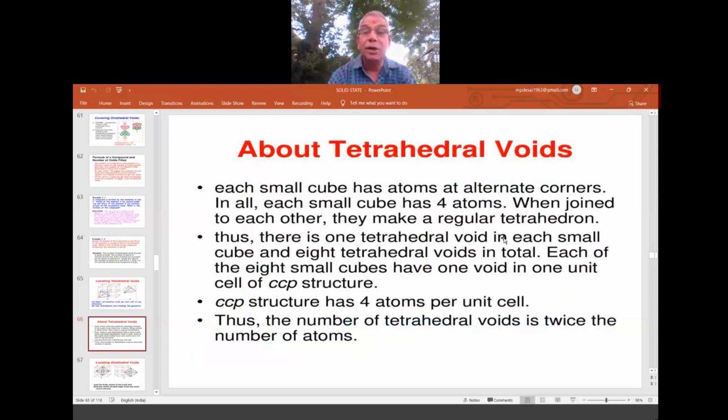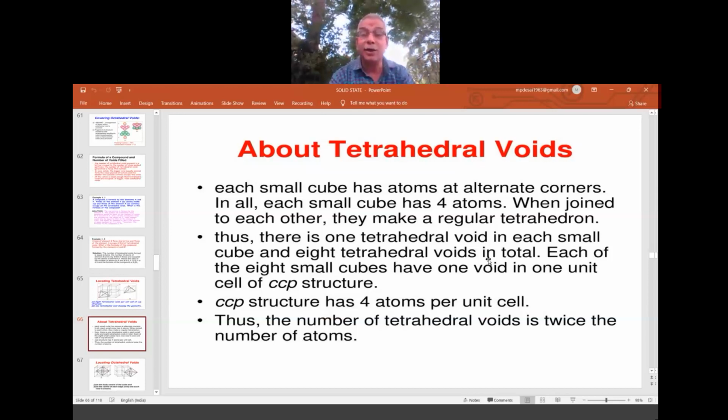Now about tetrahedral voids. Each small cube has atoms at alternate corners. In all, each small cube has 4 atoms. When joined to each other, they make a regular tetrahedron. That's why it is called a tetrahedral void. Thus, there is one tetrahedral void in each small cube, that is one unit cell, and 8 tetrahedral voids in total, because 8 units are there in the crystal lattice I have taken. So 8 voids are created.